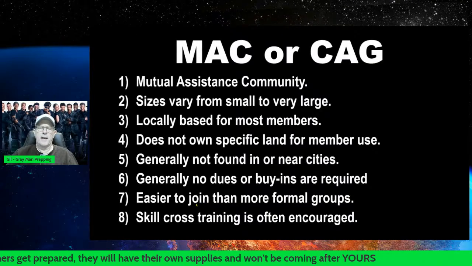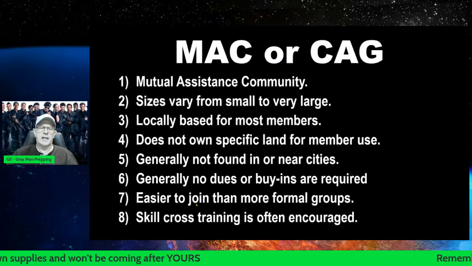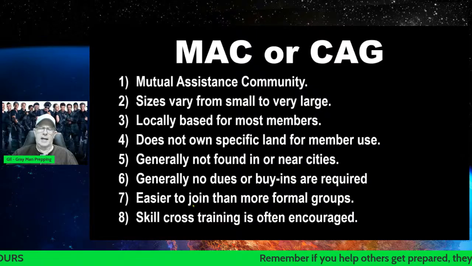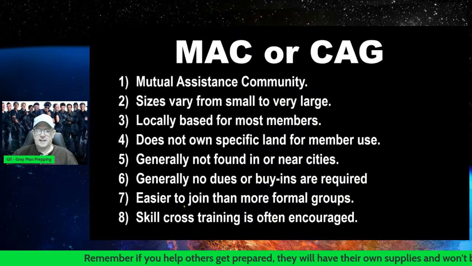A MAG or a CAG. A MAG is a mutual assistance group, and a CAG is a community assistance group. They are very similar, and sometimes the only difference between them is what they want to call themselves.